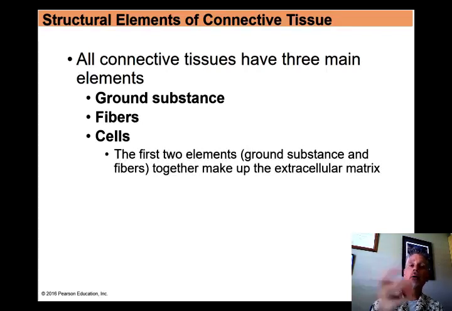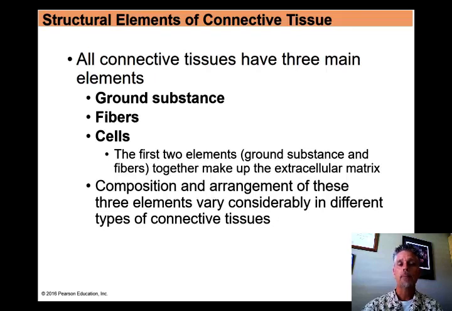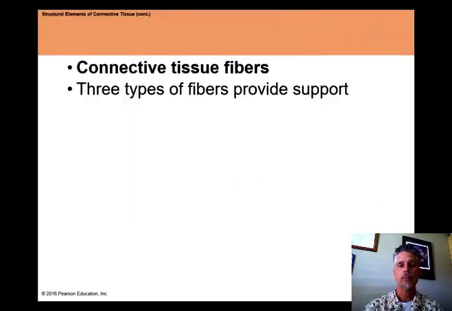And depending on how strong it needs to be, how flexible it needs to be, etc., the number of fibers, the diameter of the fibers, and things like that are going to be different. Same thing with the ground substance also. So it depends on whether it's going to be mineralized, whether it's going to be fluid, etc. So the composition of these elements is what makes our different types of connective tissues.